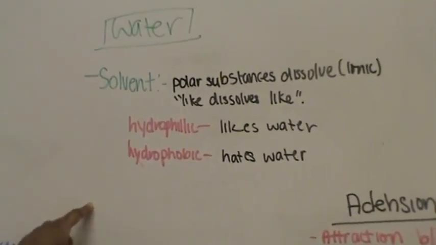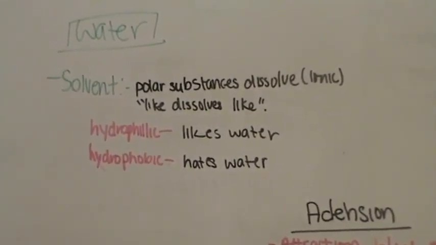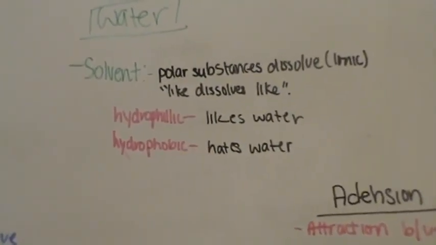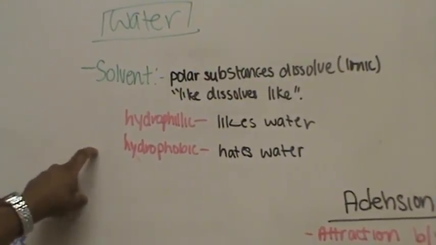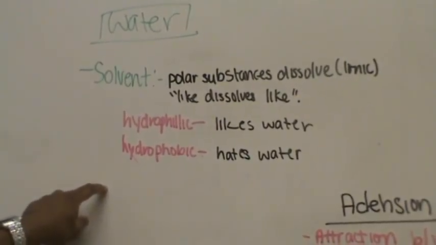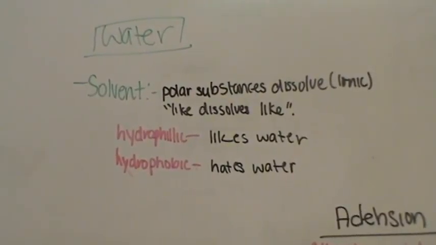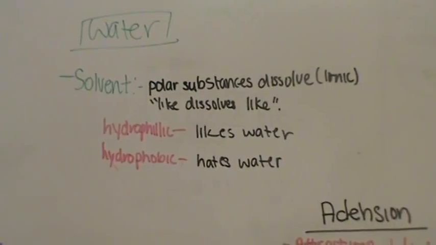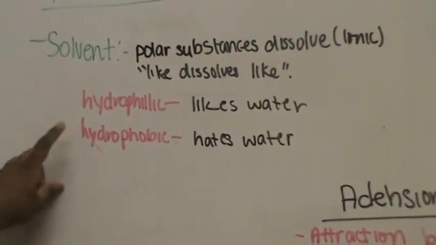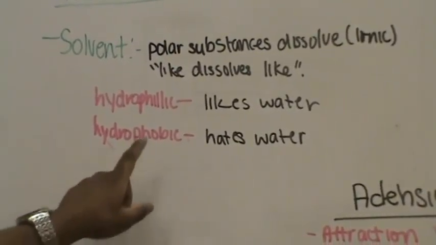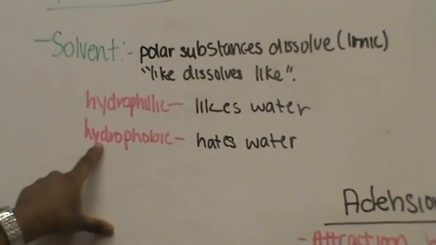Water is a solvent, and it's the most universal solvent. It's H2O, dihydrogen monoxide. A polar solvent dissolves polar substances and ionic bonds. A solvent dissolves like. That means a polar solvent would dissolve a polar, and a nonpolar would dissolve a nonpolar. A hydrophilic substance likes water, whereas a hydrophobic one hates water, because a phobic is like a phobia. And hydrophobic is nonpolar.